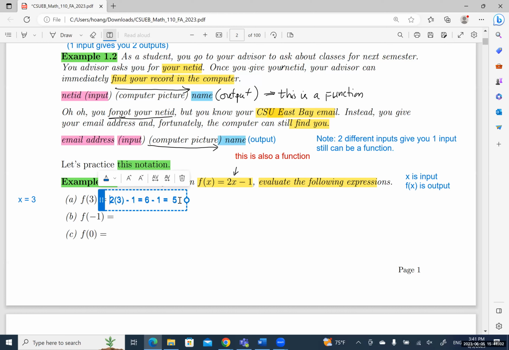I would say the input is 3, my output is 5. Something like that.